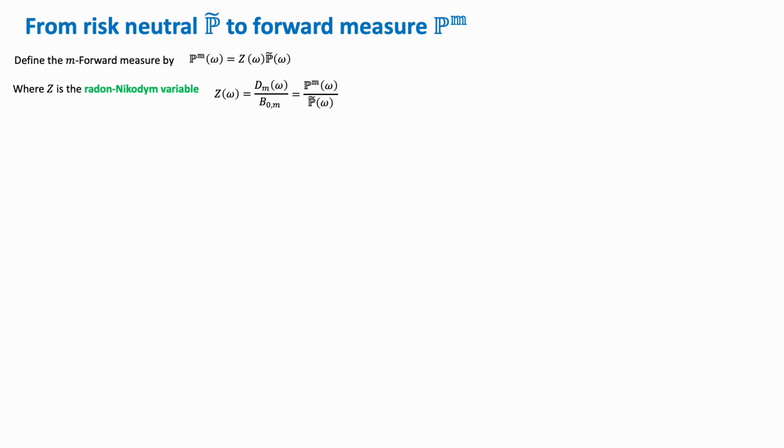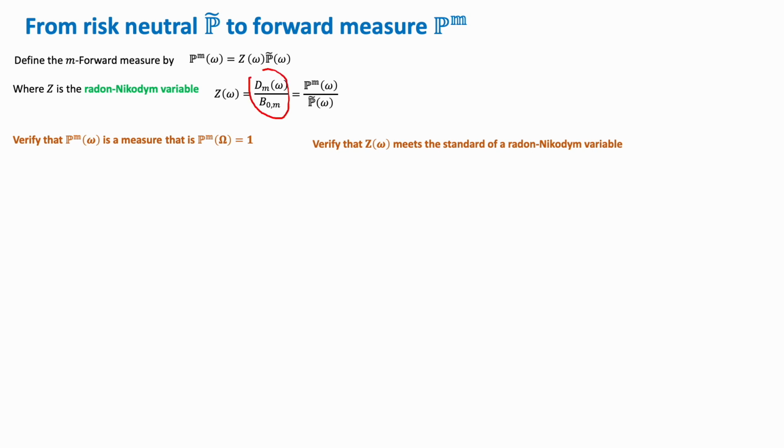Okay. So now these are very bold statements, right? So we said that this guy here, given by this expression, would be an M4 measure. So we need to verify that, and we can do that by checking that this expression is true, that the probability of all the elements that are in our universe is equal to 1 when we sum them up. All right. And then we need to verify also that what we have here actually meets the standard of a random Nikodym variable, right?